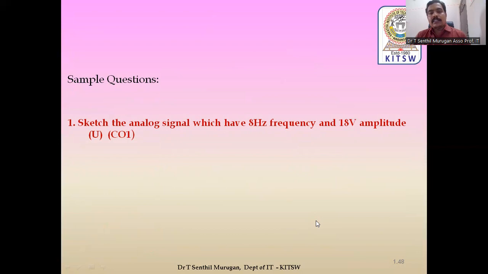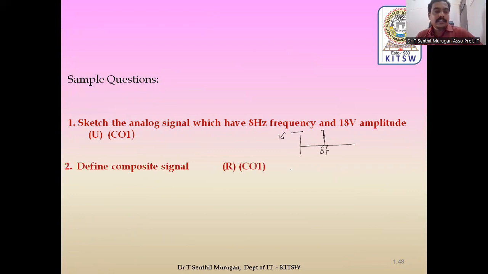Sketch the analog signal which has 8 hertz frequency and 18 volt amplitude. So how can you draw the signal? 8 hertz I told for frequency and 18 volt I told. Only amplitude and frequency I have given. I have not given timing. So how can you draw? 18 volt means this is 18 volt. Okay. So 8 frequency means 8 F. So you can draw this point. This is the frequency domain representation.